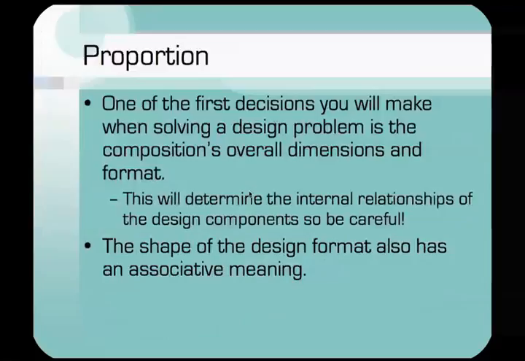With proportion, one of the first decisions you will make when solving a design problem is the composition's overall dimensions and format. So if you're not designing in a space that is defined and cannot be changed, such as a computer monitor, because you've got the aspect ratio that you have to work in, or a television, you've got an aspect ratio. If you're designing for print, you're going to have choices sometimes in which you'll determine the overall dimensions of your format. This will determine the internal relationships of the design components, so you must be careful.